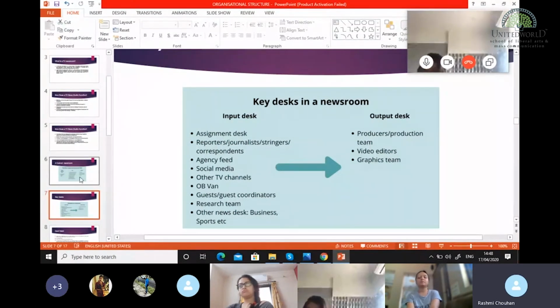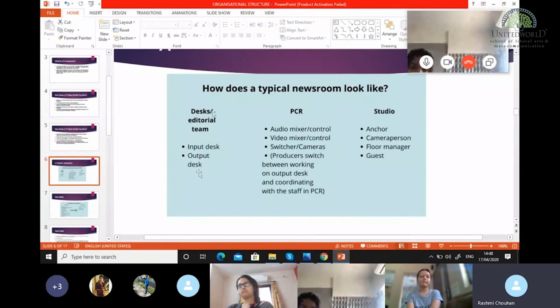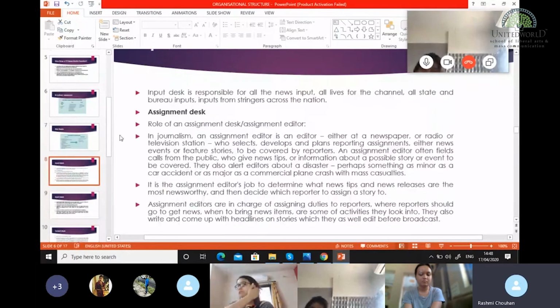Fine. So again, I go back to the previous slide. See, input and output desk, it's taken care of. PCR, you all know, it's entirely the technical stuff, all the technicalities that are involved to broadcast a news. And then we have studio through which the news is broadcast. That means we have anchor, camera person, floor manager, and guests. Let's take up everything one by one. We'll discuss input desk first.